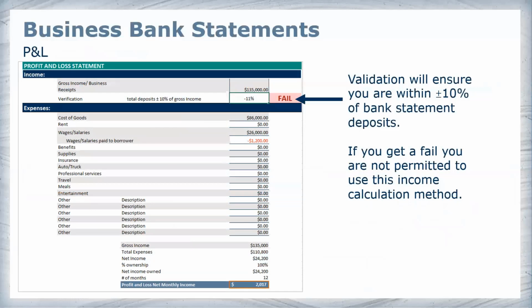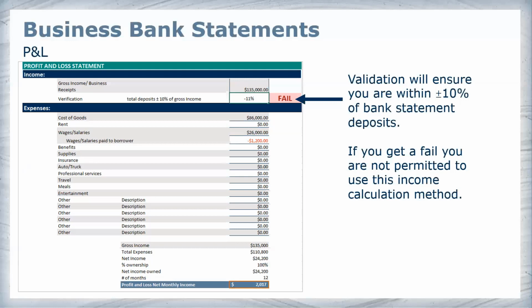The third calculation method is the borrower prepared P&L. A validation will calculate to ensure the gross income is within 10% plus or minus of the total deposits. If you pass, then this calculation method is an option for you. If you receive a fail, this calculation method is not available to your borrower.